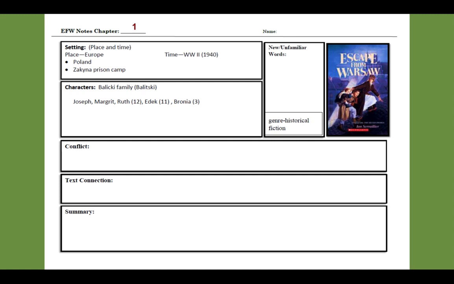Okay, so that family is going to be really important through the whole book. But in chapter 1, it's Joseph who is the main character. He is the one that we read about. He's the only one doing anything throughout the whole chapter. Okay, so Joseph is the main character of chapter 1.